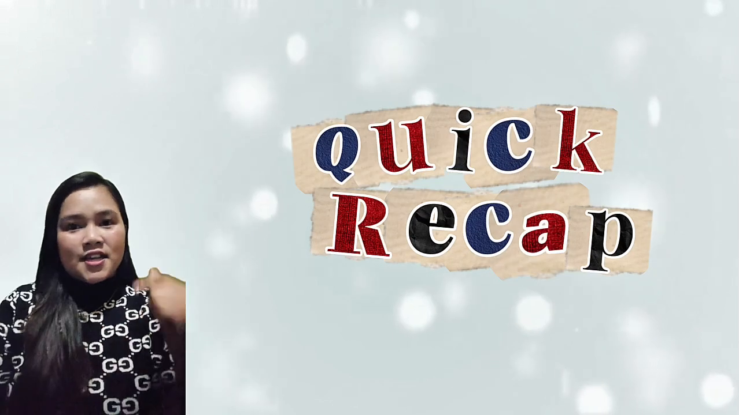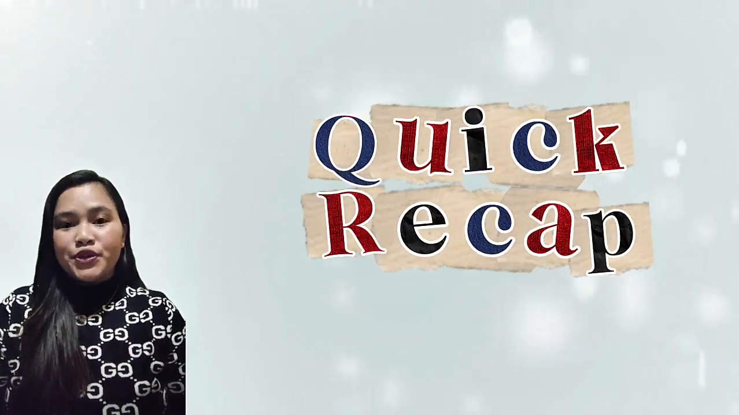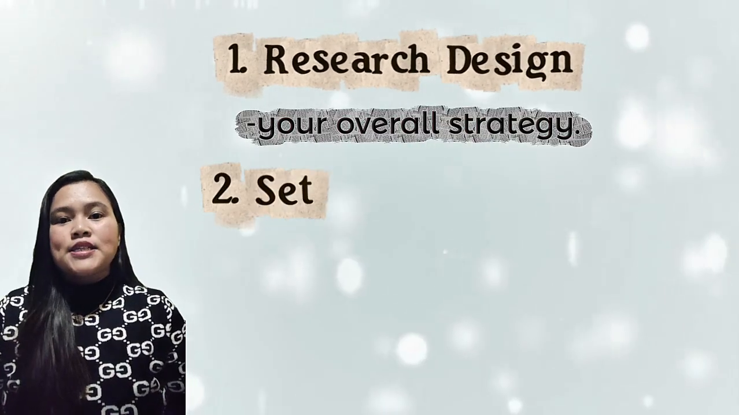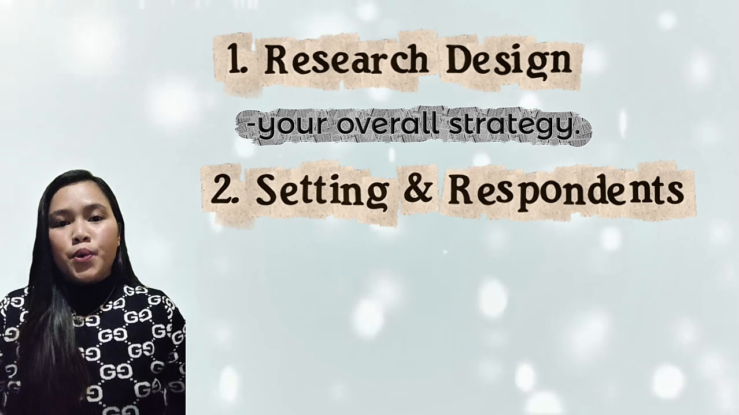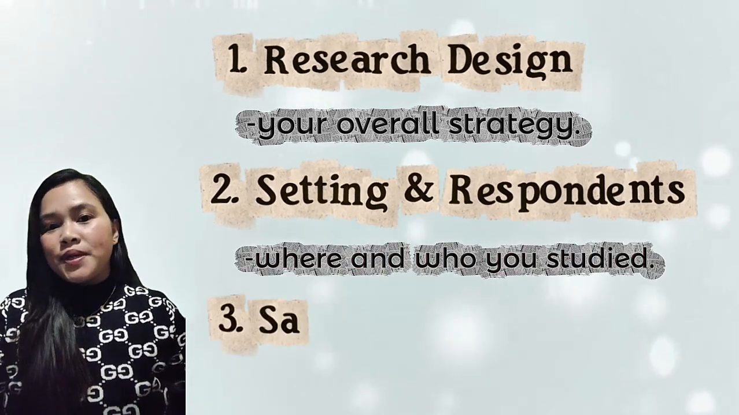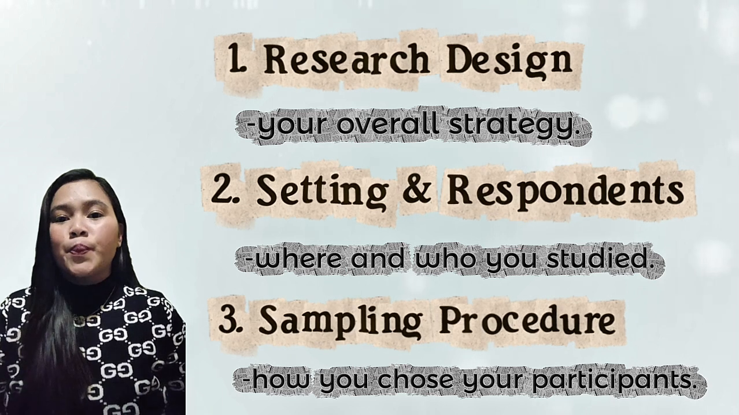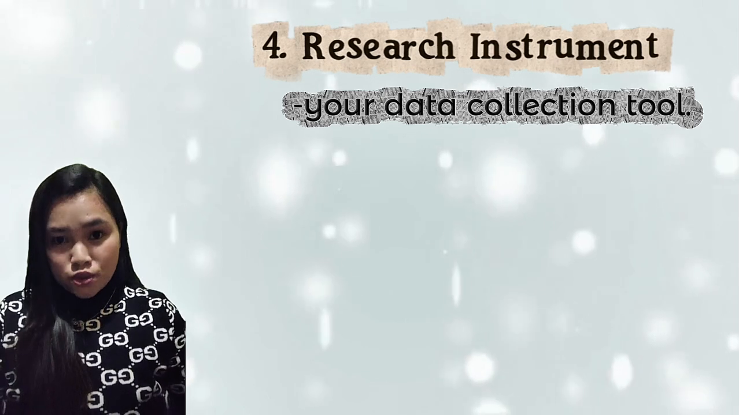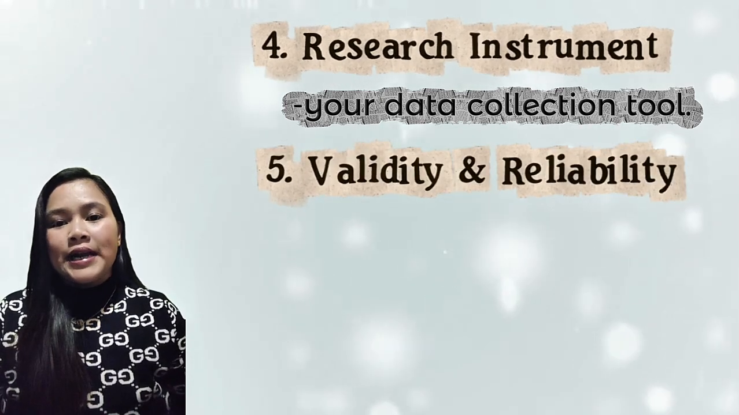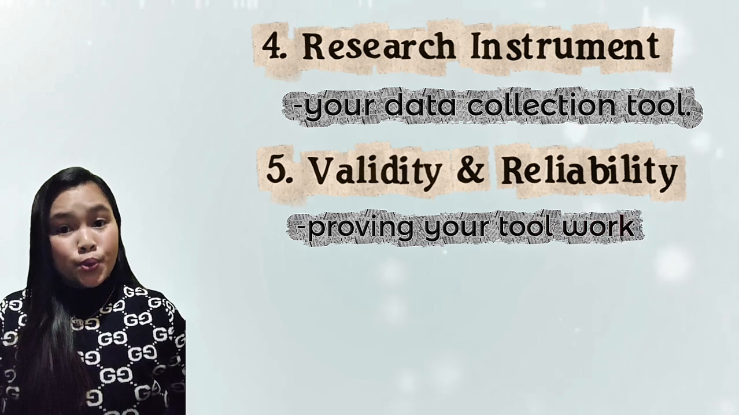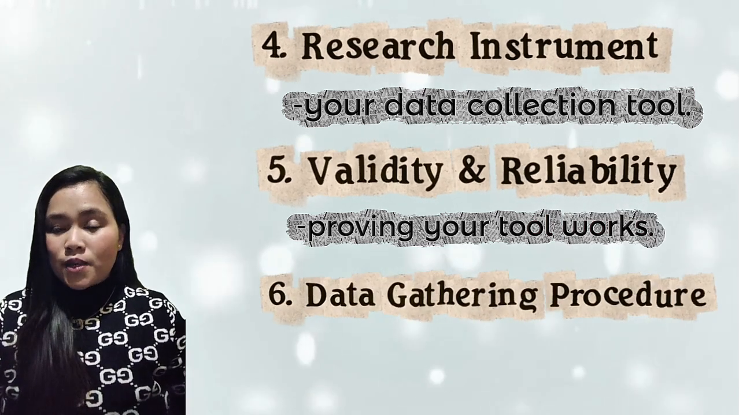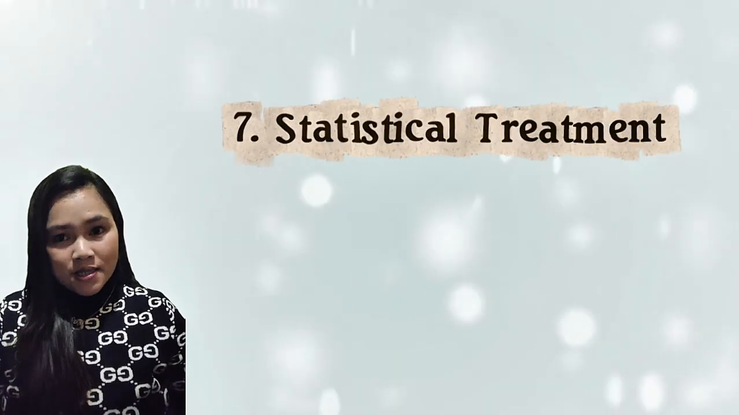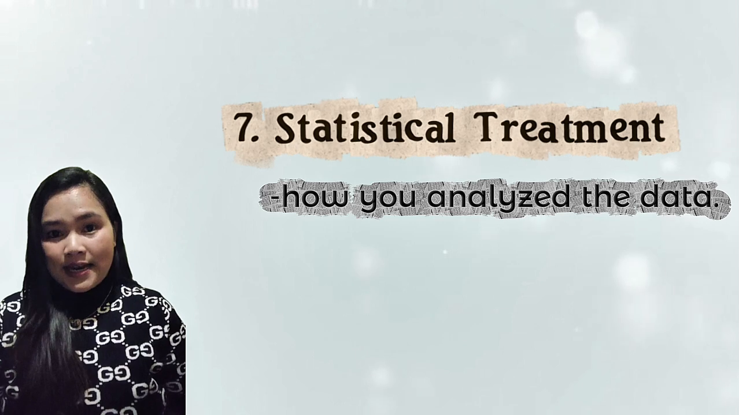And that's it. Let's do a quick recap. A solid Chapter 3 includes research design, your overall strategy, setting and respondents, where and who you studied, sampling procedure, how you choose your participants, research instrument, your data collection tool, validity and reliability, proving your tools work, data gathering procedure, your step-by-step process, statistical treatment, how you analyze the data.